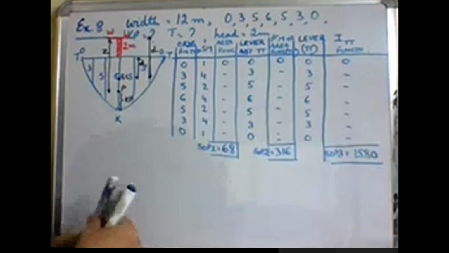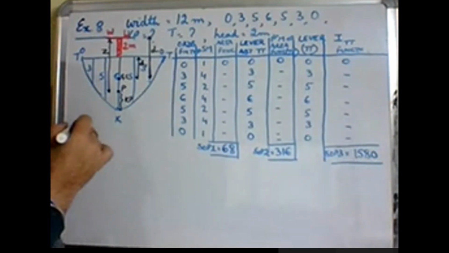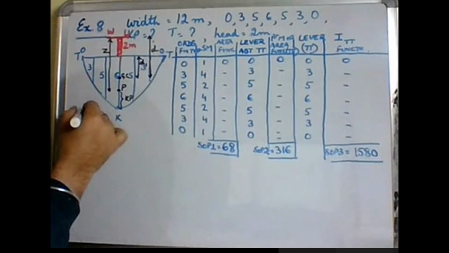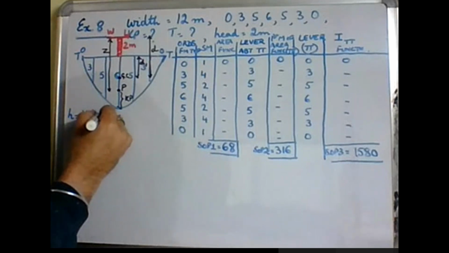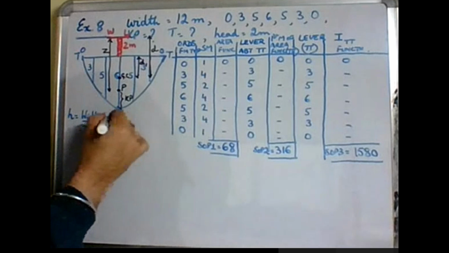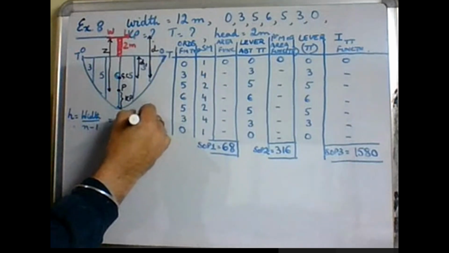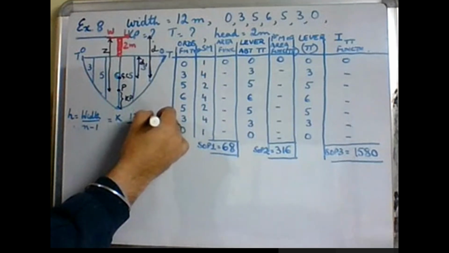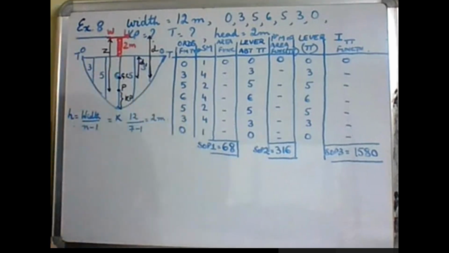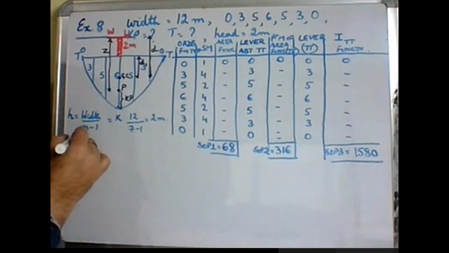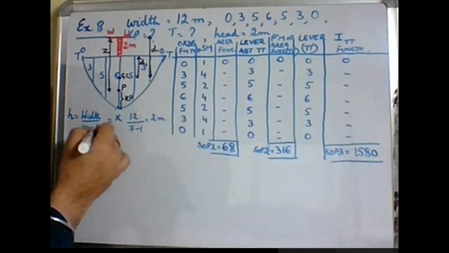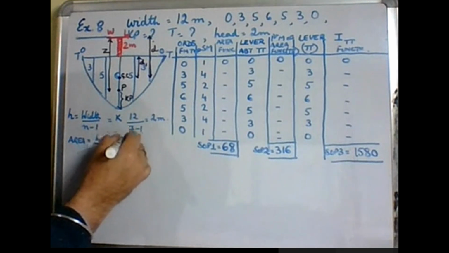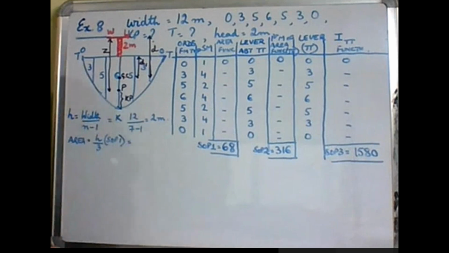Now, area. Okay, I have to find H first. H is equal to width divided by n minus 1. Width is 12 divided by 7 minus 1. 12 divided by 6 is 2. So H is 2. So area is equal to H by 3 into SOP1. So tell me the value.